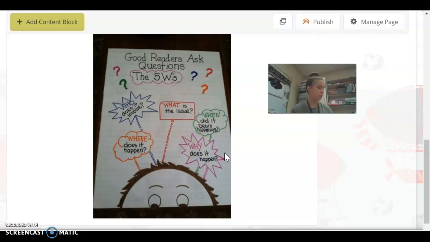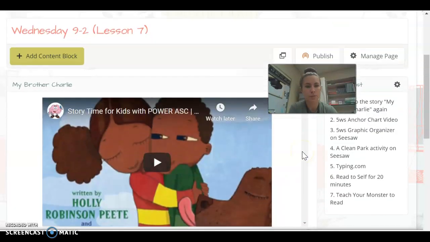After you listen to the story again, you are going to be getting on Seesaw to do a graphic organizer on the 5Ws. The graphic organizer will look like this. This is the paper copy, and it's got all the 5Ws and some lines for you to write on. It's got the who, what, when, where, and why. Okay, so after you listen to this video, you're going to be getting onto Seesaw to complete that graphic organizer.